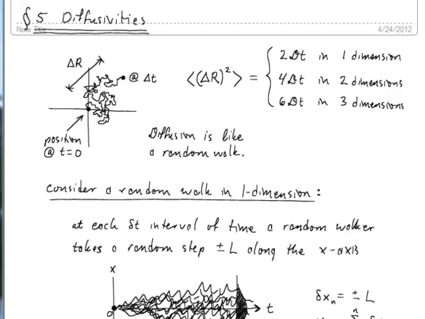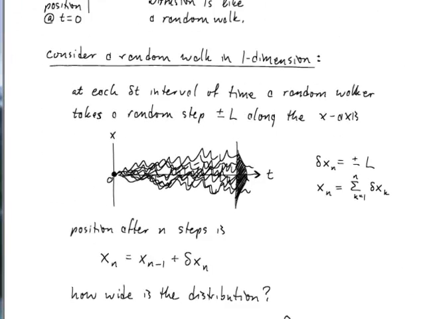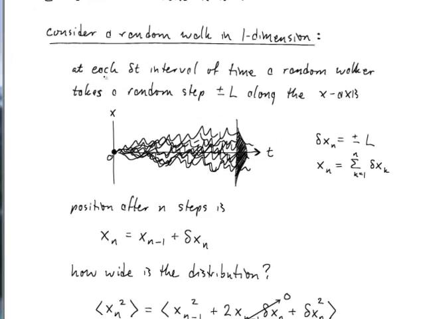Okay, so let's get an idea for why the formula looks like this by considering a random walk in a single dimension. Imagine that at every single time step, delta t, this random walker takes a step plus or minus a small distance L along this x-axis. So x here is the vertical direction and time is the horizontal direction. We're going to take random steps up or down, and we're starting out at the origin.